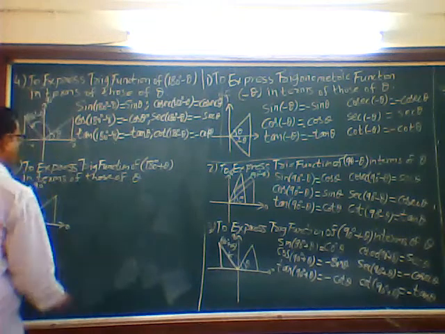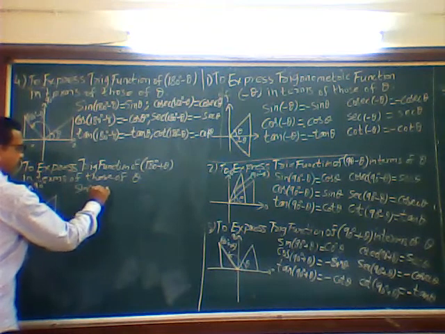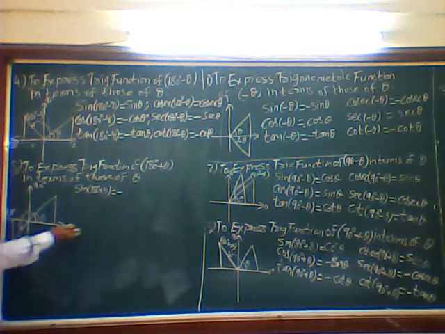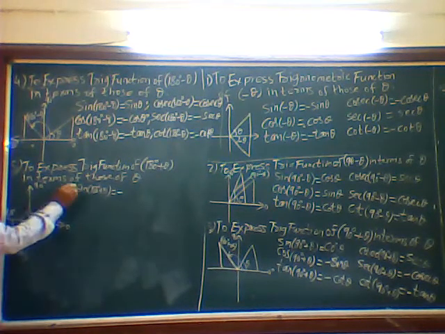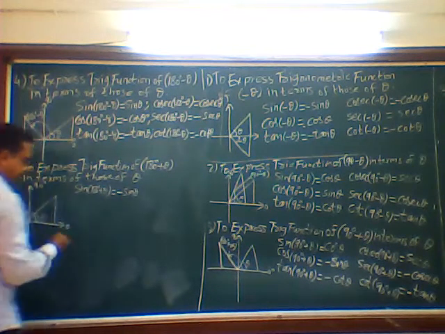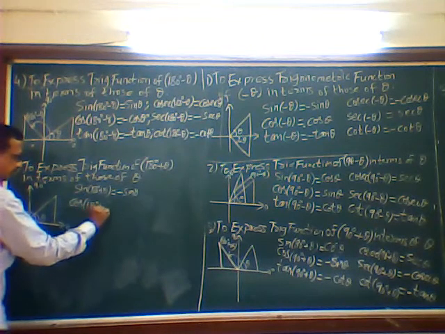Okay. Now one by one. Sine of 180 plus theta is what? Sine 180 plus theta is lying in the third quadrant. Sine is negative. Since the angle is lying on the x-axis, the ratio remains the same. Next, cos of 180 plus theta.